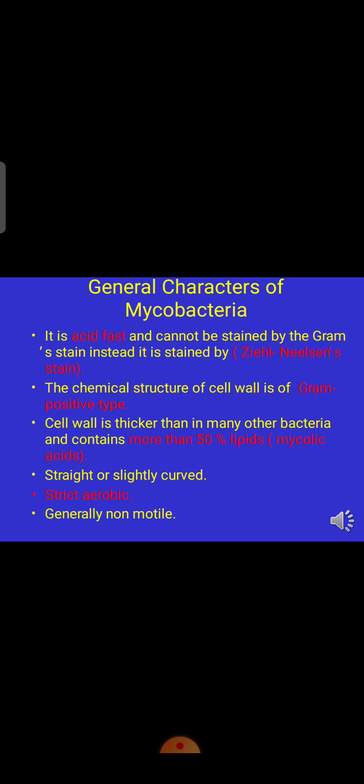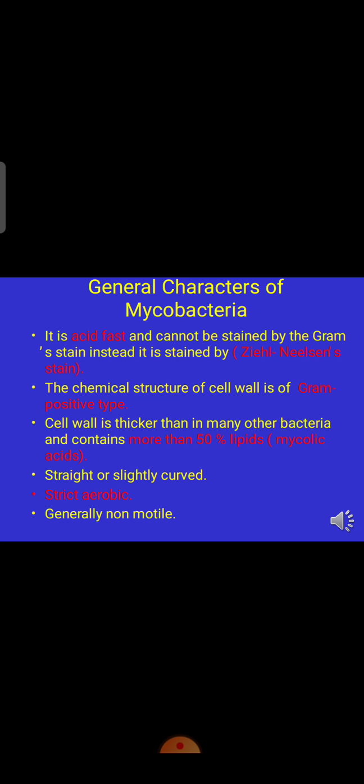The chemical composition of the cell wall of Mycobacteria is of a gram-positive type. That is to say, the chemical composition of the cell wall of Mycobacteria doesn't have the outer membrane or the lipopolysaccharide which is present in the cell wall of gram-negative bacteria. So as a chemical composition, the cell wall of Mycobacteria is of gram-positive type.